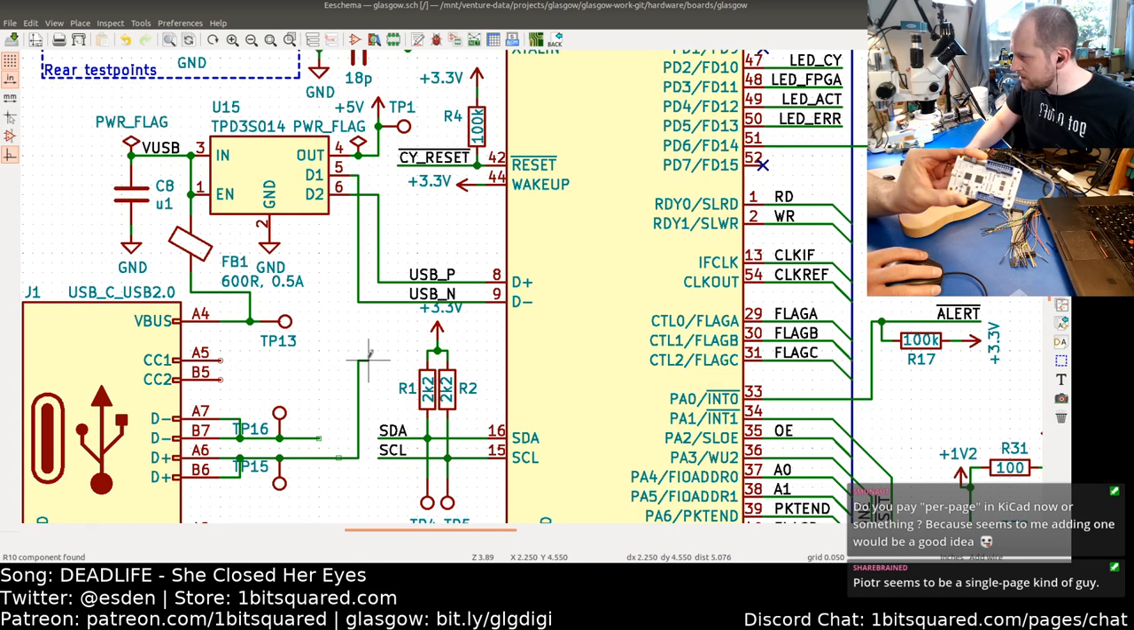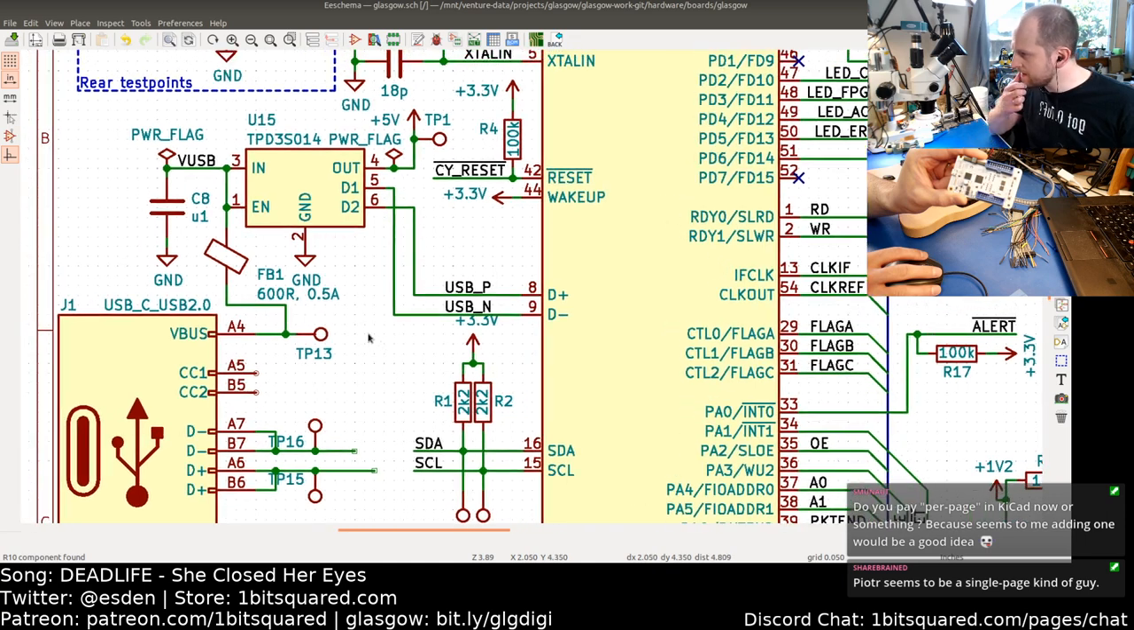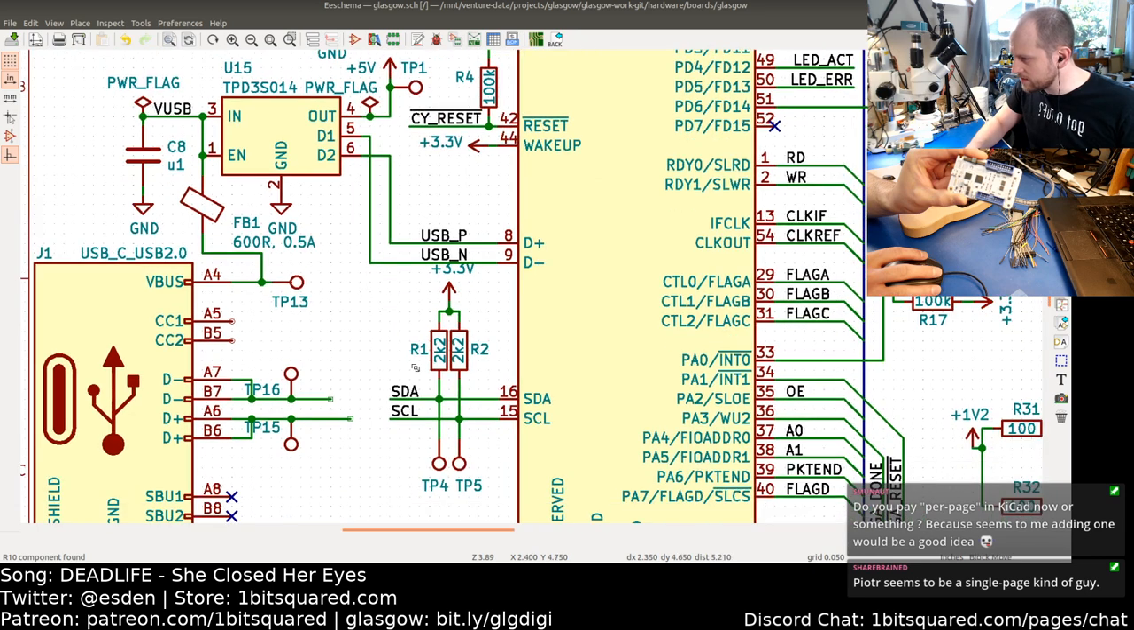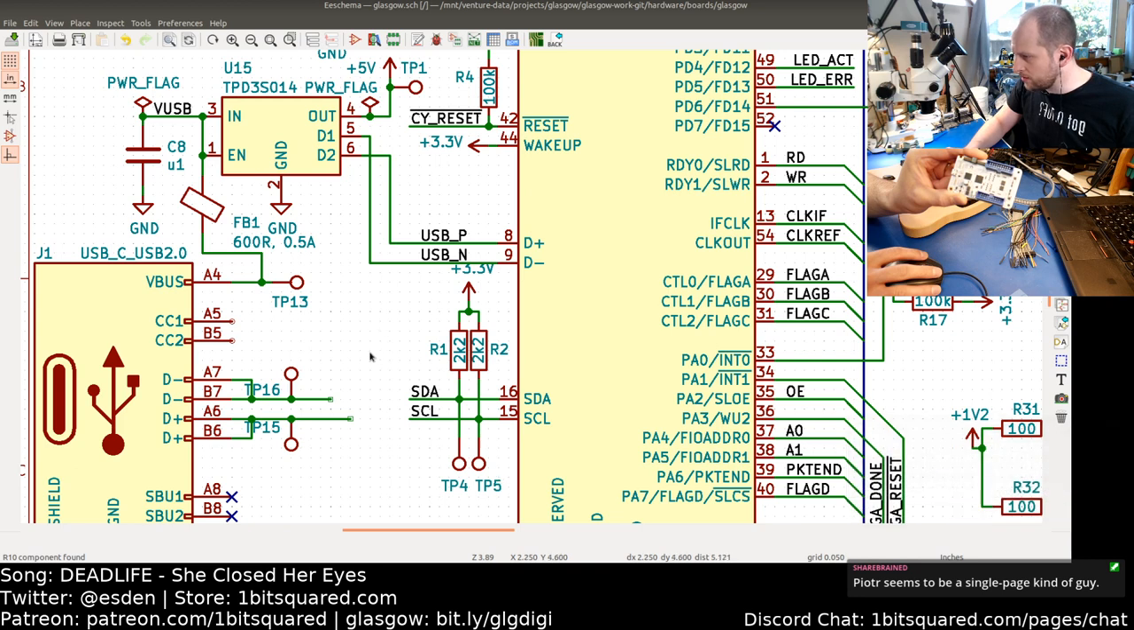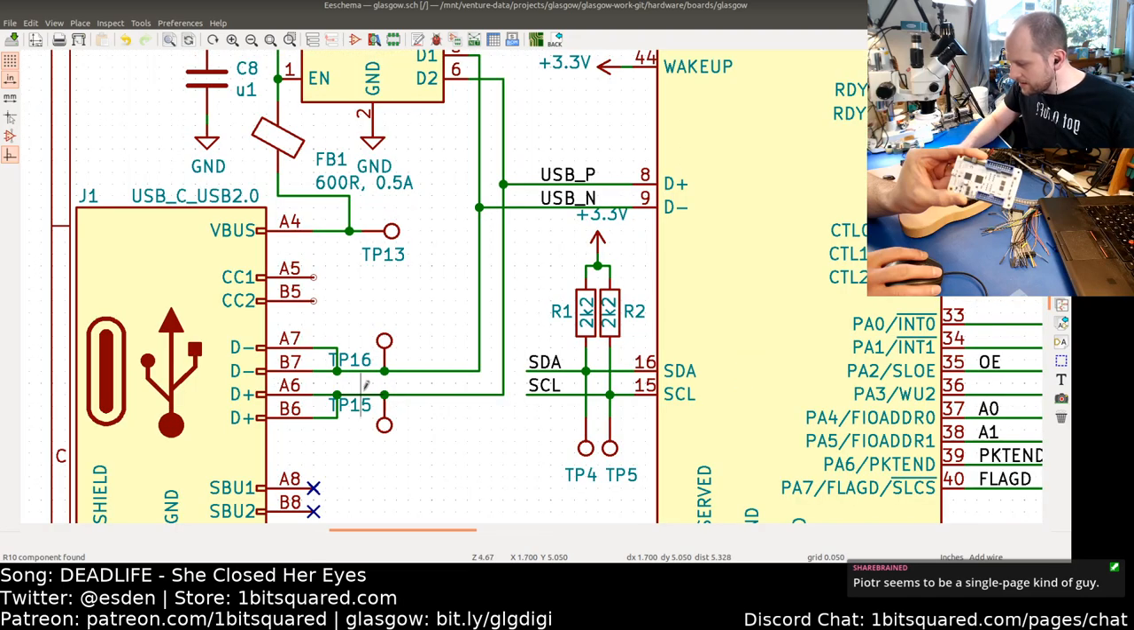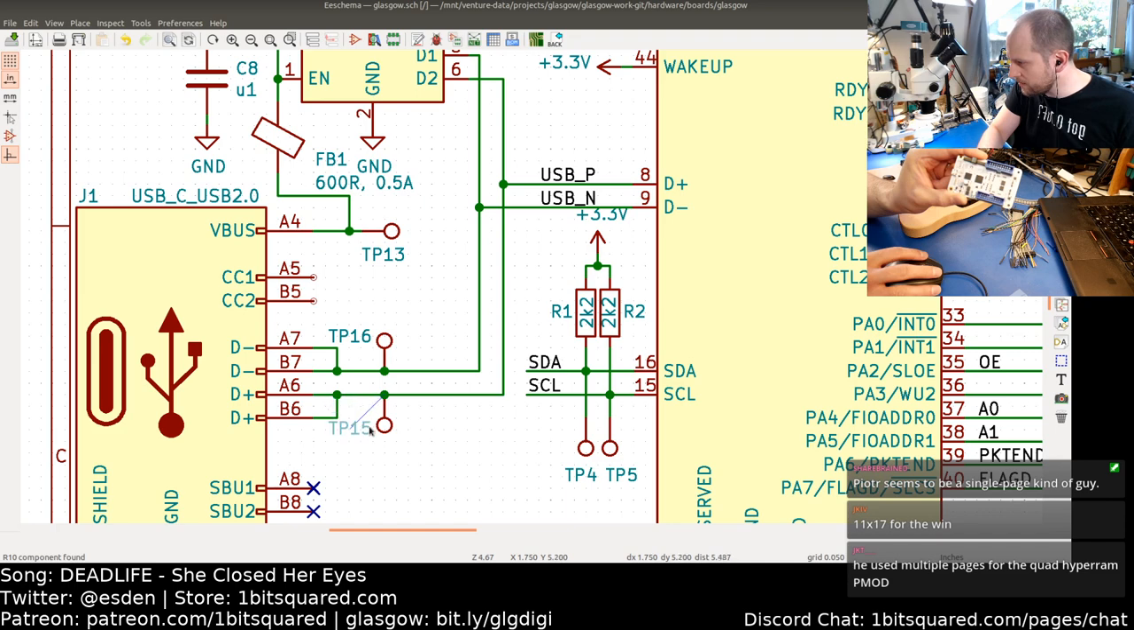If I move it out, I could probably connect it there. But I need to move this whole thing here to the left to make a little bit more space, because of the SDA and SCL stuff. Or yeah, I can move this. That's a better solution probably. There we go. Yeah, that's better. I didn't have to move the other stuff. There we go, okay, cool. USB N, then I have to move the test pad labels so that they are not overlapping. There we go.